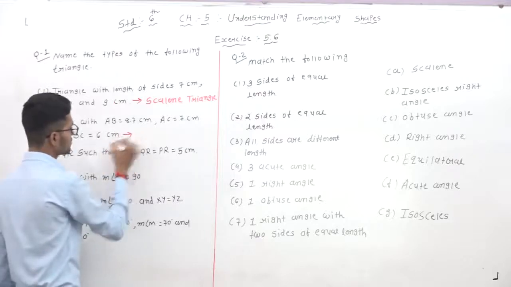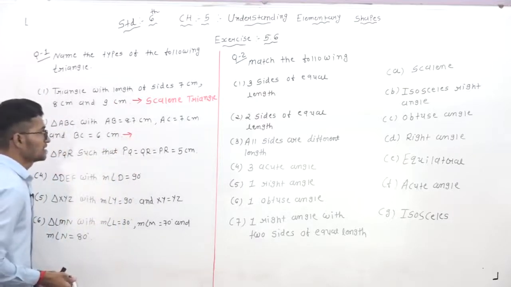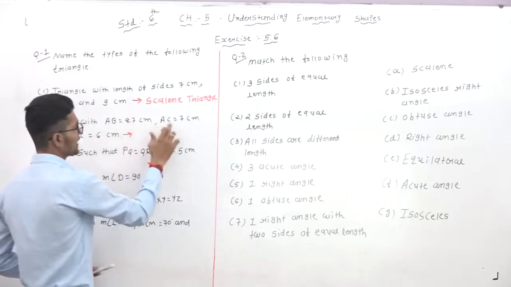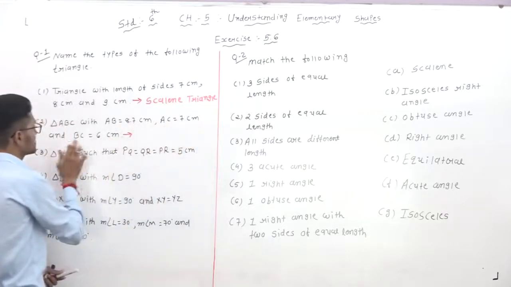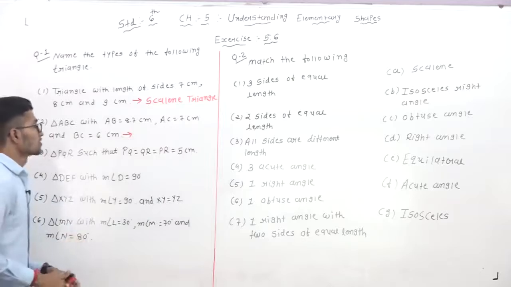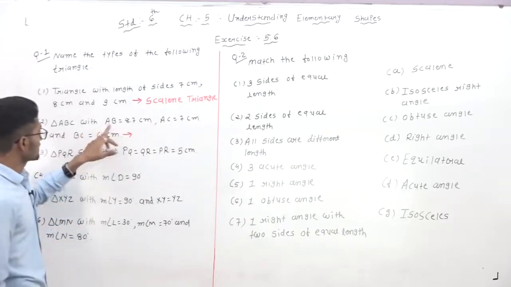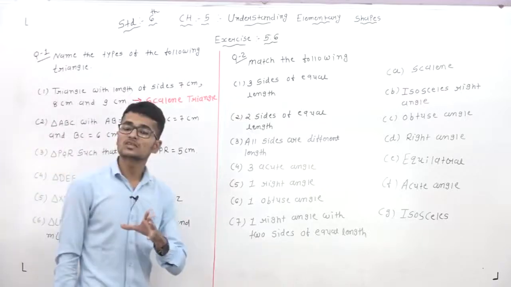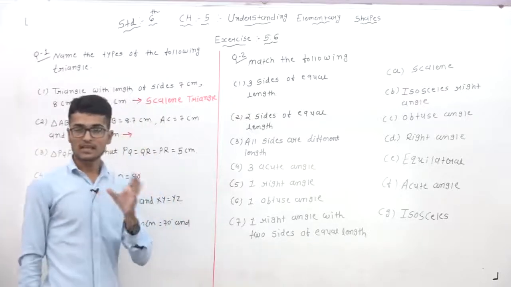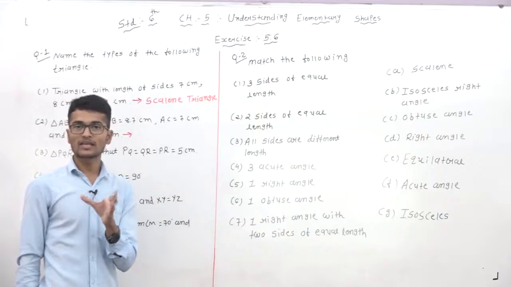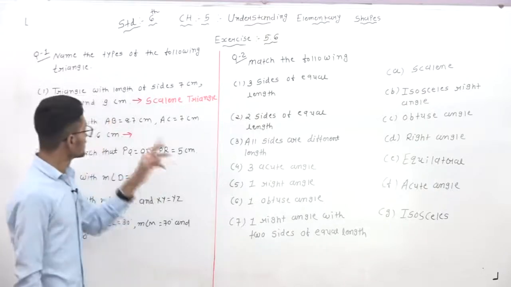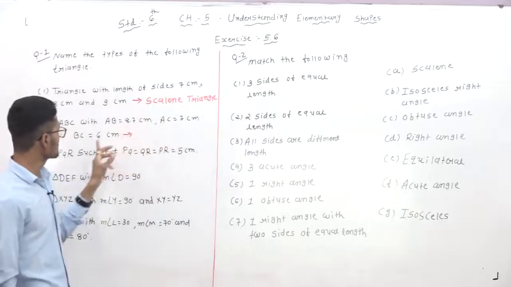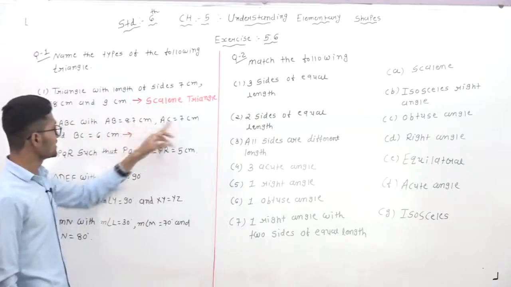Same for our next one, triangle ABC with AB is equal to 8.7 cm, AC is equal to 7 cm and BC is equal to 6 cm. So first of all dear students, in these questions AB, AC and BC, what are they? These are the three sides, right? So here 8.7 cm, 7 cm and 6 cm, these are all different. This means three different sides.